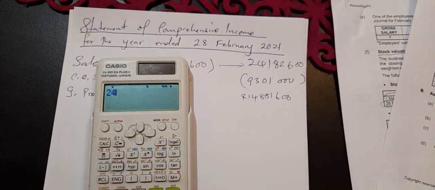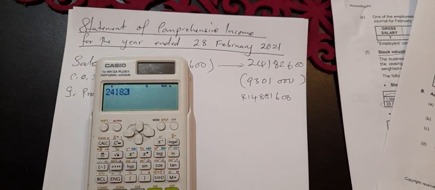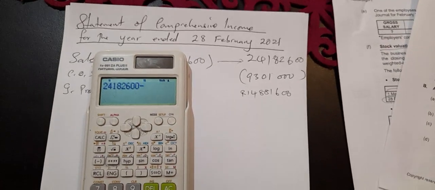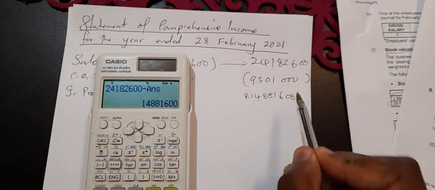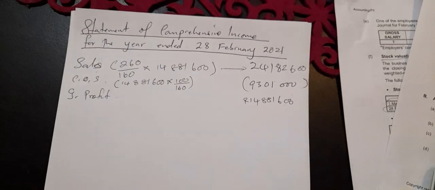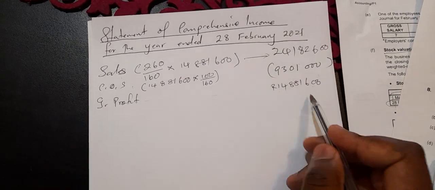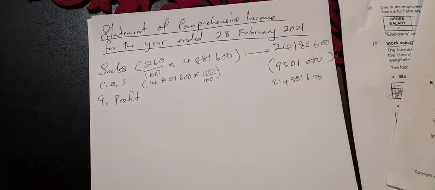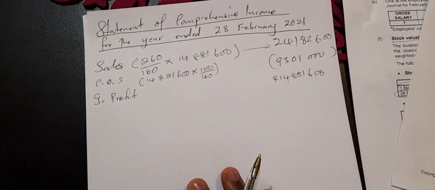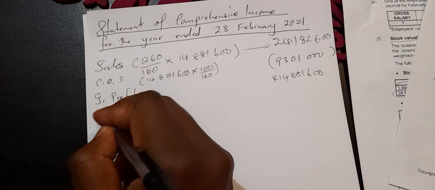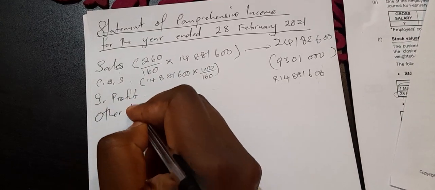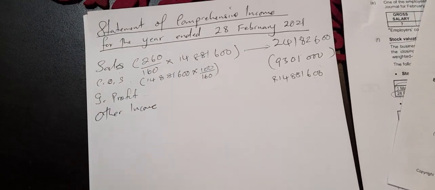So let's see if we are correct. 24,182,600, we subtract the answer that we got. Yes, we are correct. We are getting the gross profit as 14,881,600. This is for the sales part, for the revenue part and your cost of sales. Now we need to add other incomes.